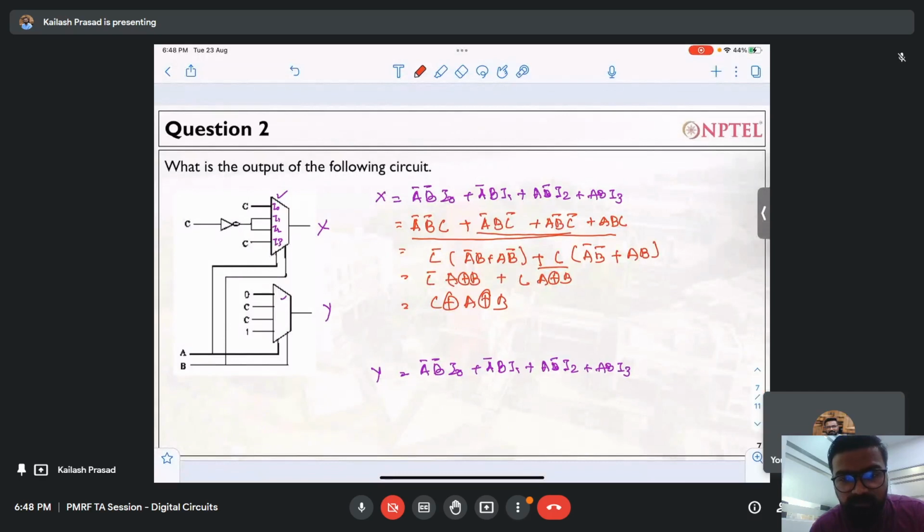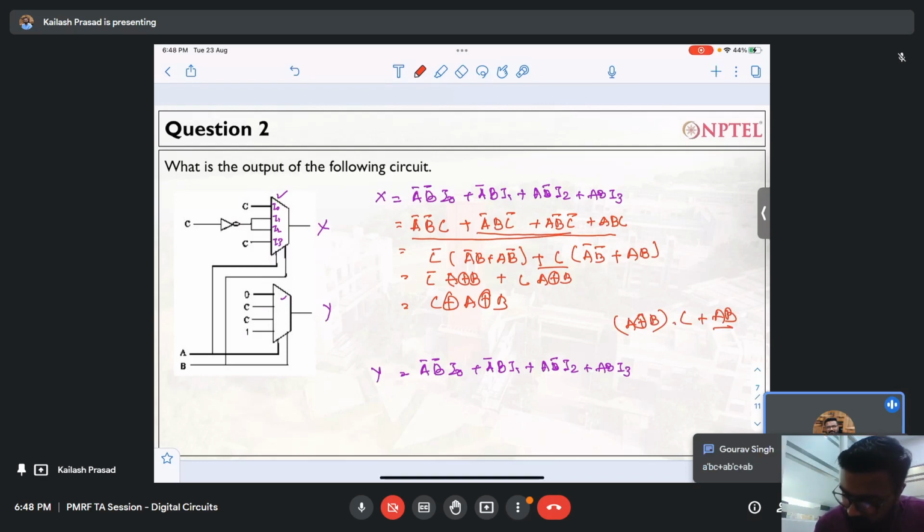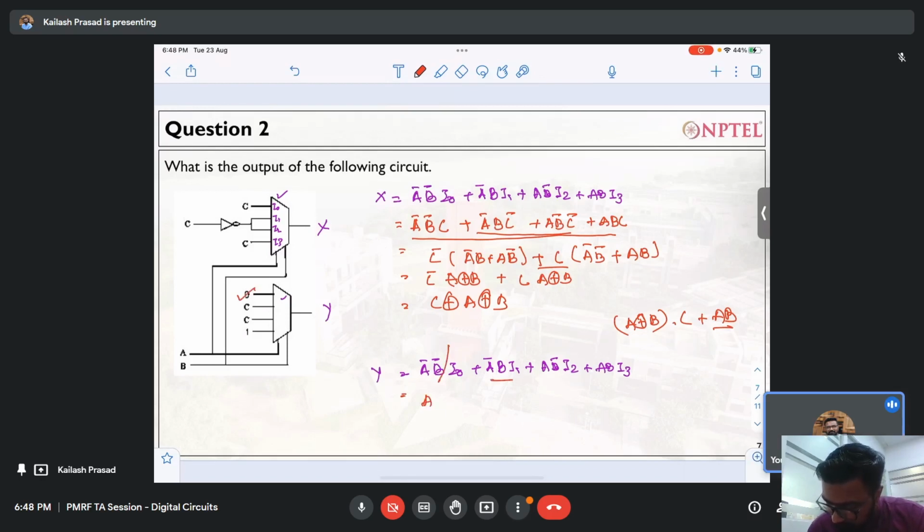A XOR B into C plus A B. So what you are saying is A XOR B into C plus A B, right? This is a very familiar equation for me, but let me see if it is like that. The first part is 0, so I just drop it. The second part is A bar B, so A bar B C plus A B bar C plus A B. So this is correct. This is A XOR B, I take C common, plus A B, right?